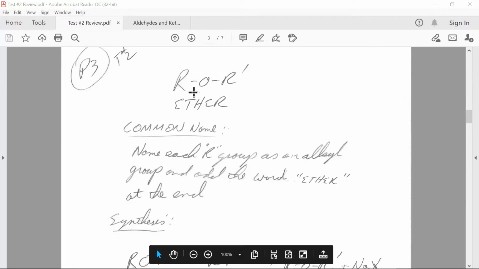Next, I talked about ethers. Ethers is where you have an oxygen attached to that oxygen are two carbon chains, R and R prime. Now, I didn't go through expecting you to know the IUPAC name, but I did talk about the common name of ethers. How do you do that? Name each R group as the alkyl group it is, then add the word ether, like diethyl ether, which would be CH3CH2OCH2CH3, two ethyl groups on an oxygen.